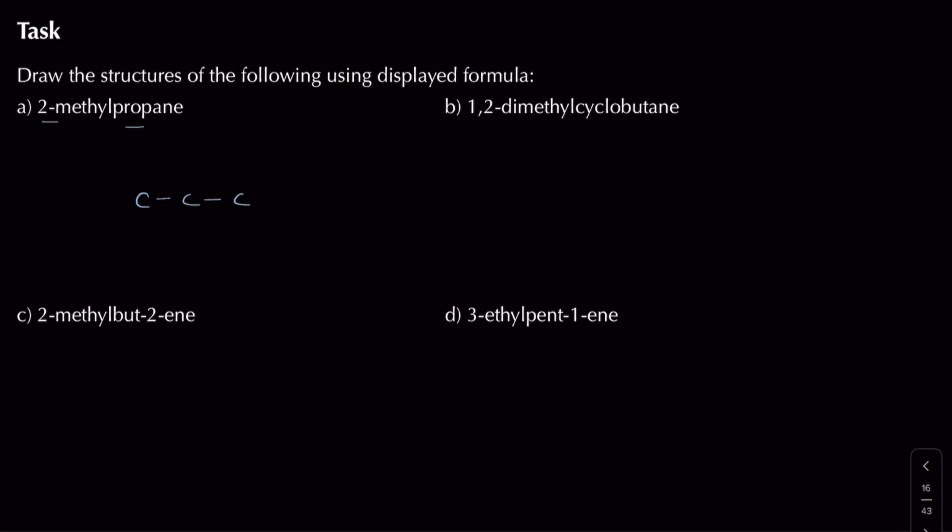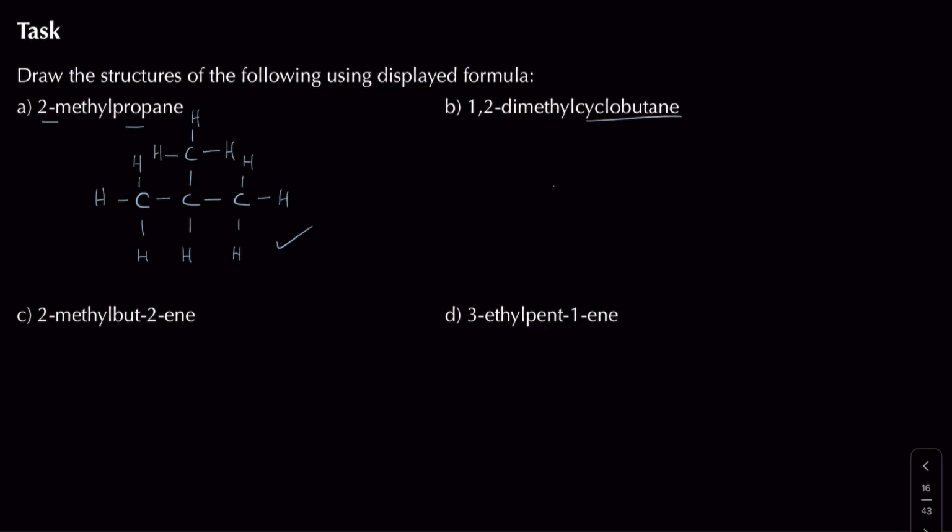And then we've got a methyl at the 2 position. So the second carbon atom, you can number these as well if you want, if that makes things easier. And I end up with filling out my remaining bonds with hydrogen atoms. Just be aware that, of course, every carbon atom should have 4 bonds. Looking at the next one then, we've got 1,2-dimethyl cyclobutane.